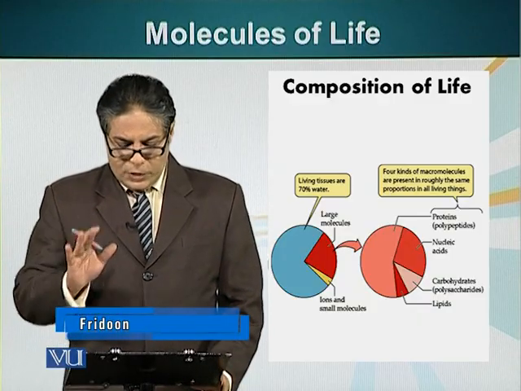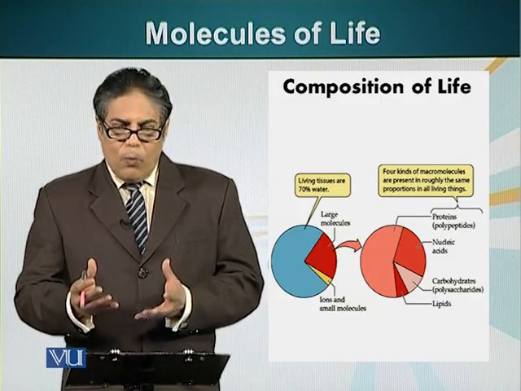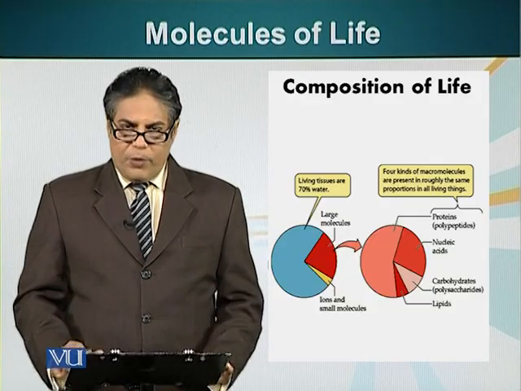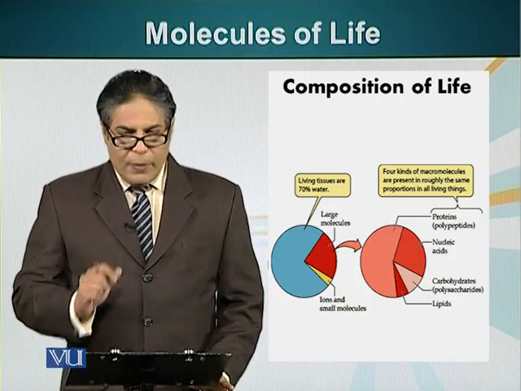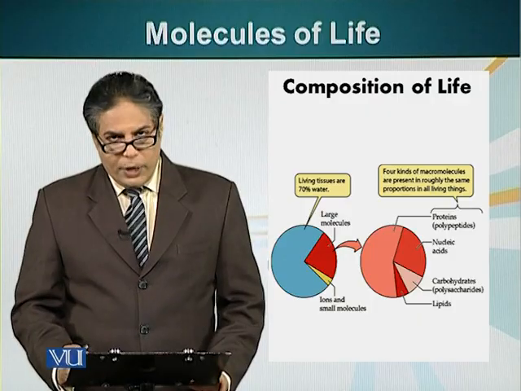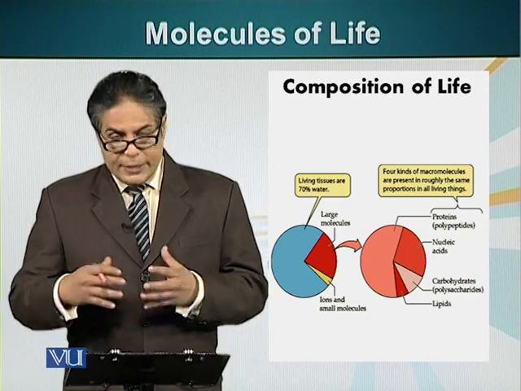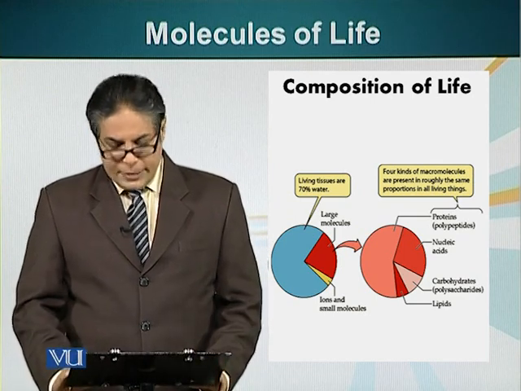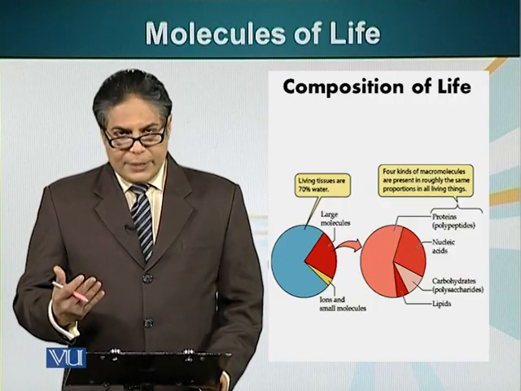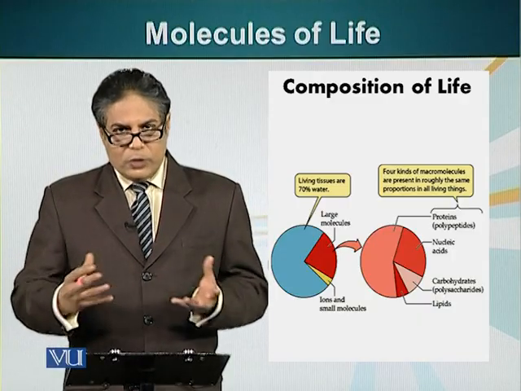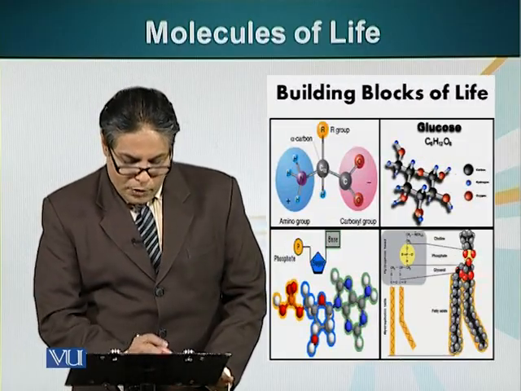Now let's look at these 4 molecules, the large molecules. Which type of molecule is the major contributor? You'll notice in the pie chart that the most abundant molecules in the cell are the protein molecules, followed by nucleic acids. Nucleic acids are the second most abundant type of molecules in the cell. Then the carbohydrates, and then the lipids. We look at the structures of these molecules and we will discuss their biological role in the next few modules.